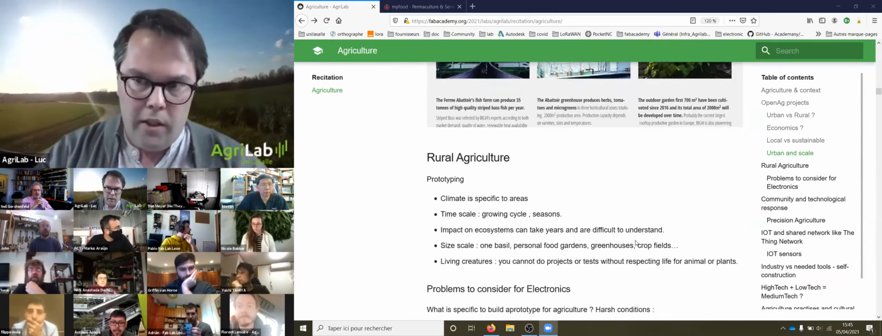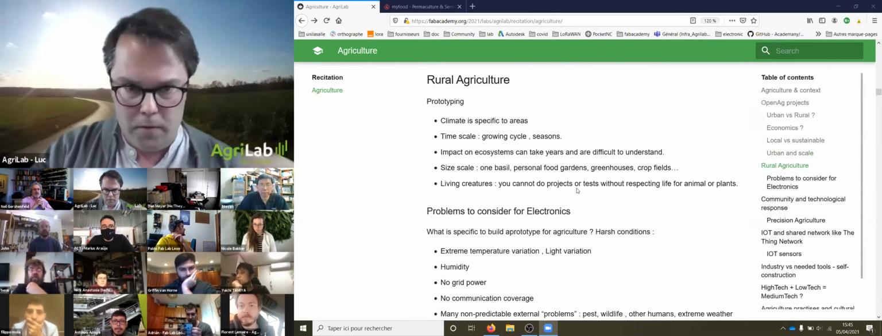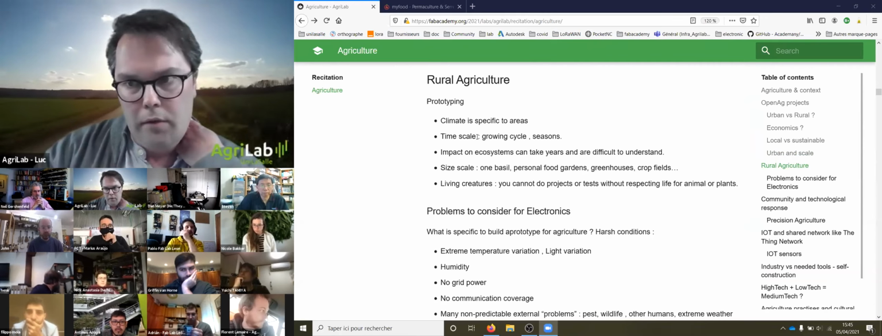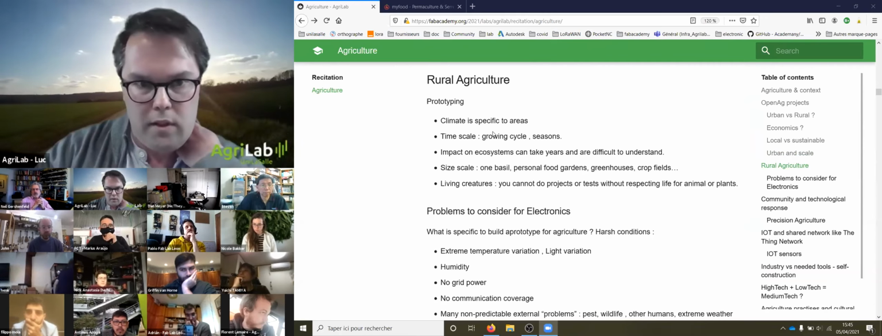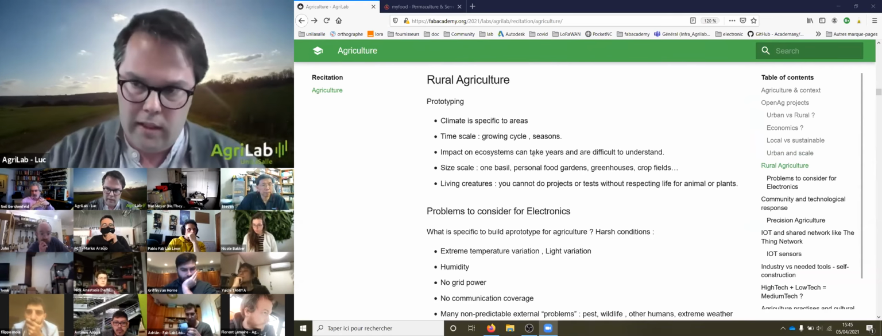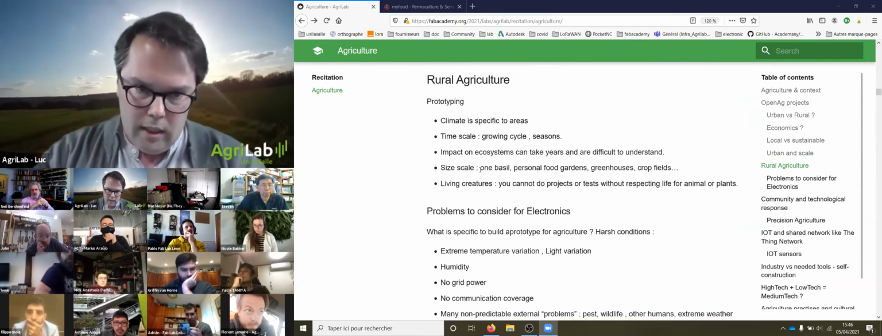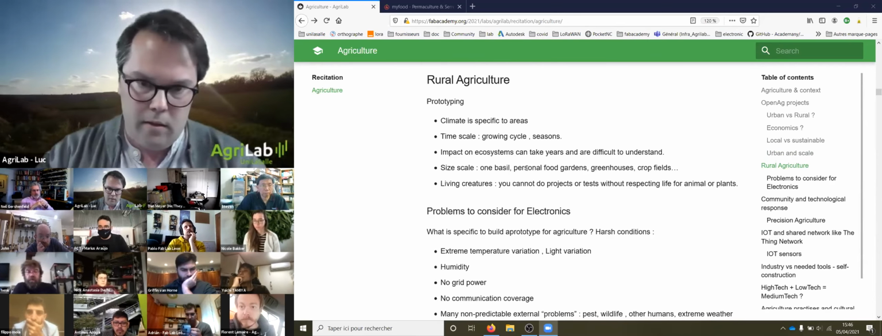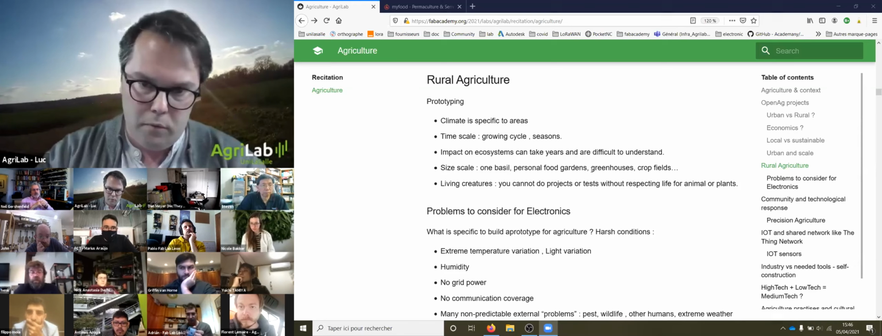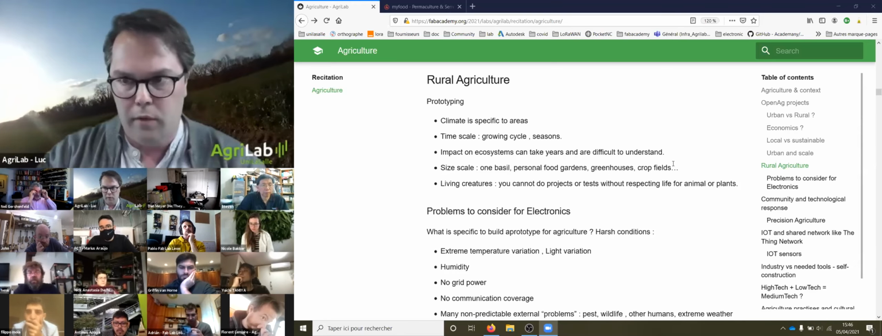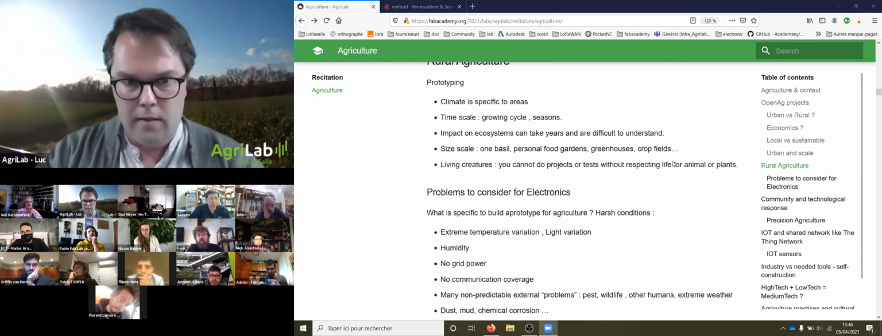So what are we talking about, rural agriculture? I said it's climate dependent. When you prototype, you have to see on a one year scale. Impact on ecosystem are not easy to discover. It can take several years. I talk a bit about the size. If you grow one basil, it's not the same as to have a personal food garden. It's not the same as a greenhouse, and it's extremely different from crop fields.